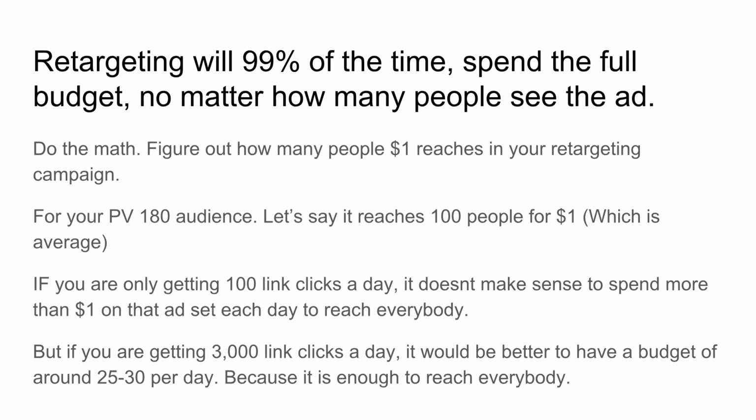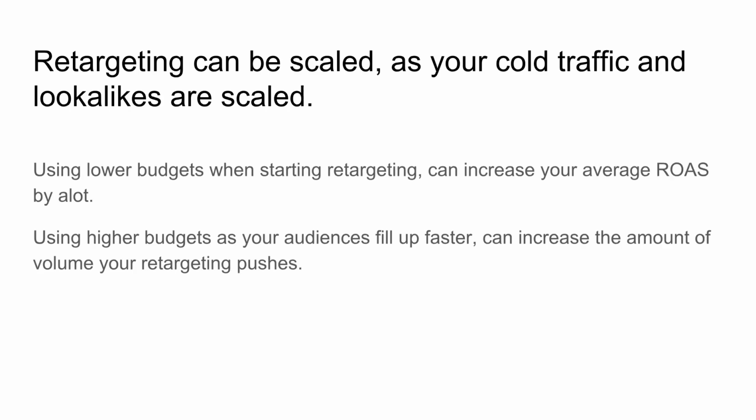And this is what I noticed, and I noticed that if I just spent the right amount for the right amount of people, my cost per purchases would be really low, because it's just limiting the amount that I spend, but it's reaching the same amount of people. So understanding that, when you're starting out with retargeting, using lower budgets can increase your average ROAS by a lot, mainly because you're not getting a ton of traffic. So when I start out with retargeting, I usually start with lower budgets, $2 or $3, depending on how many clicks I'm getting a day, how many add to carts I'm getting a day, stuff like that.